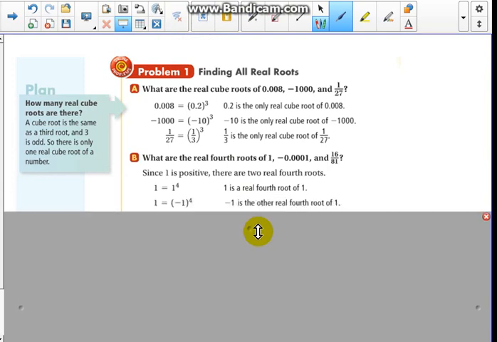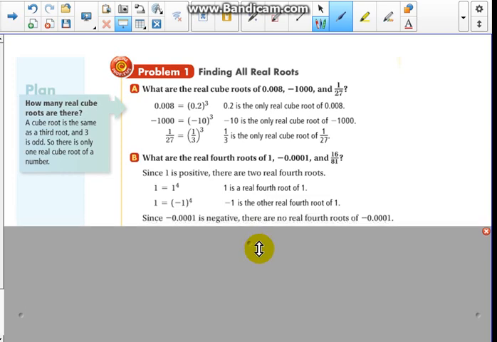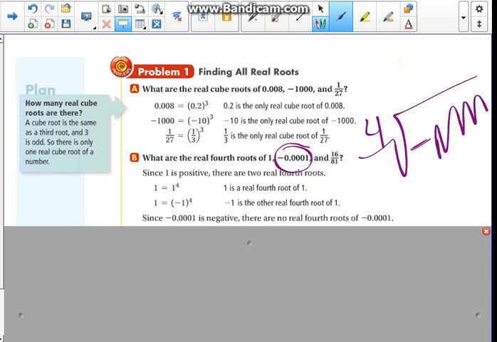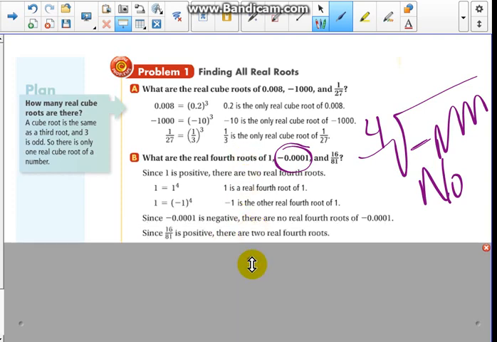And for negative 0.0001, it doesn't matter what this was. We're asking for an even power of a negative number, so it doesn't matter what this is. There's not going to be any solution. No real root exists. No 4th root exists for them.